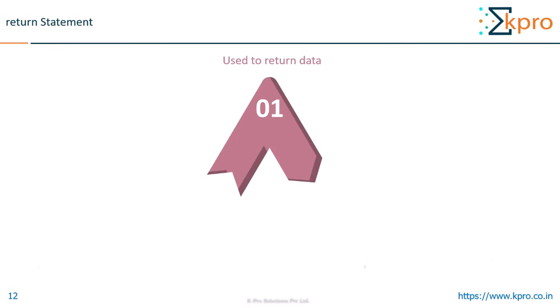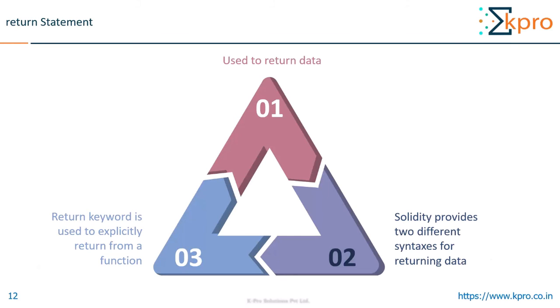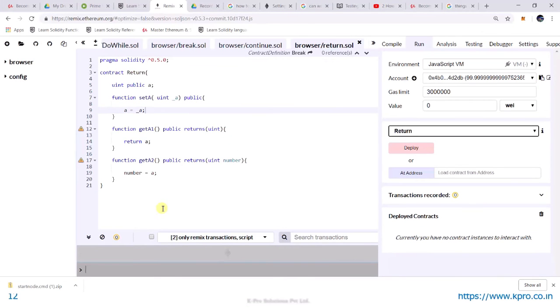The return statement returns data. Solidity provides two different syntaxes of returning data. We'll be seeing these two syntaxes in the example that follows. And we use the return keyword to explicitly return from a function. So now let us have a look at an example where we'll be using the return statement. So this is the example where we have used a return statement.